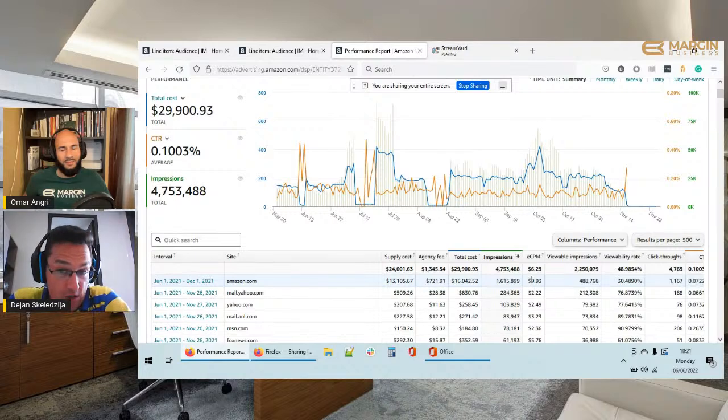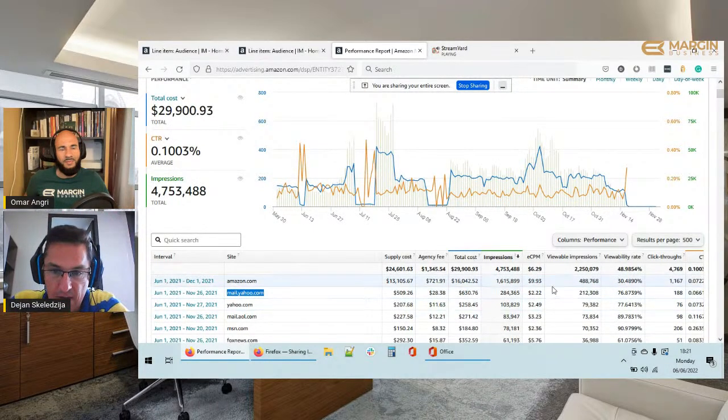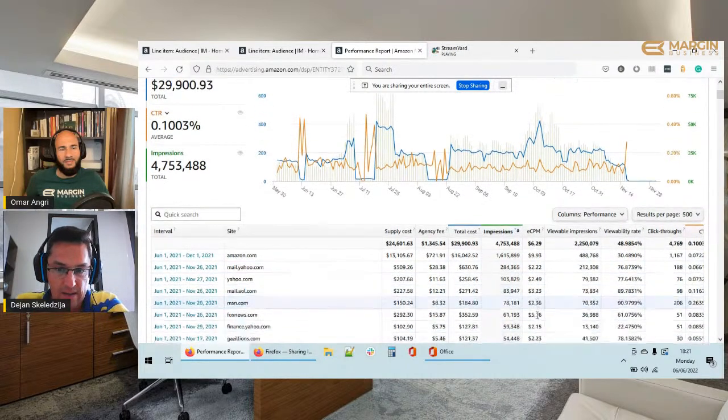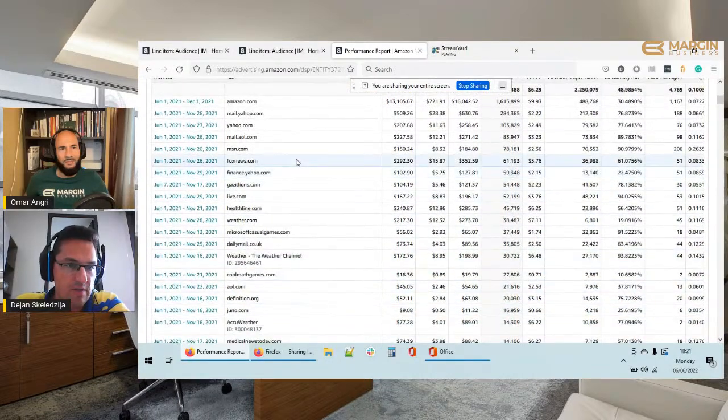So this is one thing, right? If you cannot measure how much you pay for 1,000 impressions, you don't know what you are doing. Everything is just one big giant black box. You see, on Amazon.com, we pay $10 to show 1,000 banners. On mail.yahoo.com, I can show a giant banner, and I can show it for 5 times less than on Amazon.com, and so on down.